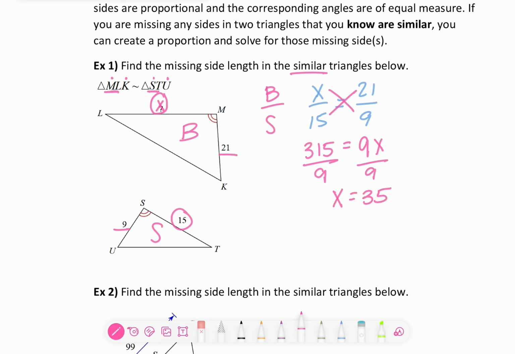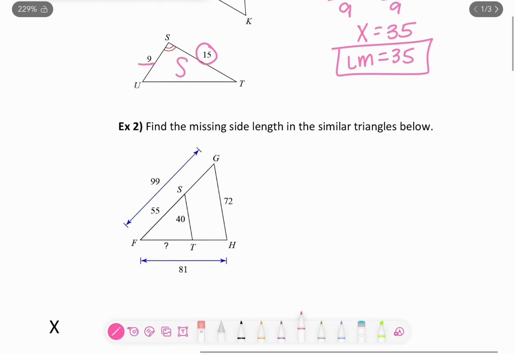X equals 35. But recall that X was something that I wrote because I didn't want to use a question mark. So I'm not actually going to use this X in my final answer. I'm going to use the value that X stands for, which is this length LM. So my final answer is going to have LM equals 35. Okay, that one's done. Let's take a look at example 2.